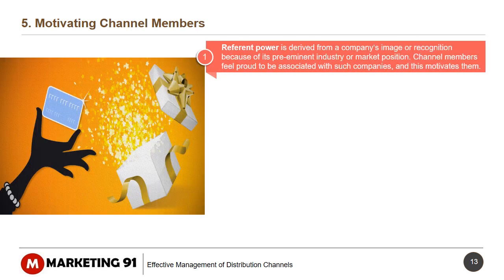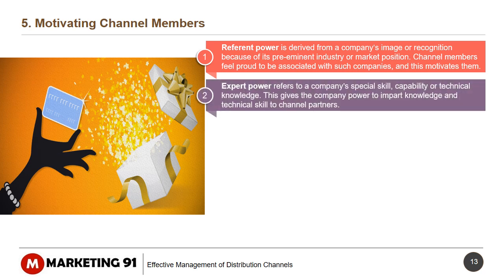Referent power is derived from a company's image or recognition because of its preeminent industry or market position. Channel members feel proud to be associated with such companies, and this motivates them. Expert power refers to a company's special skill, capability, or technical knowledge. This gives the company power to impart knowledge and technical skill to channel partners.